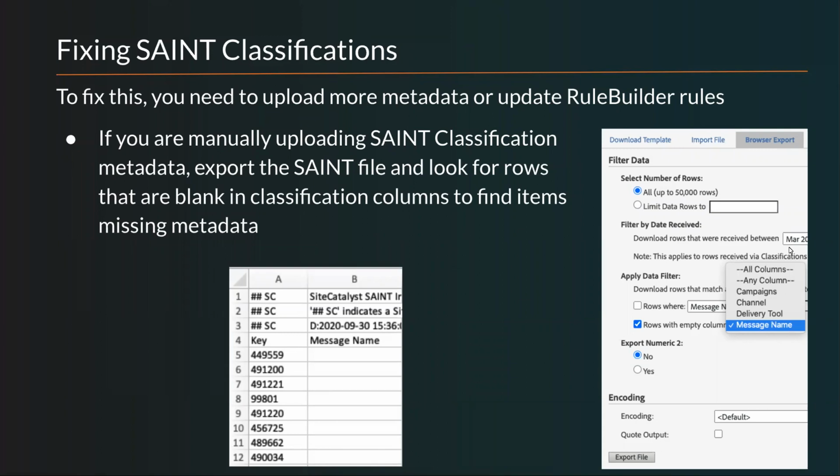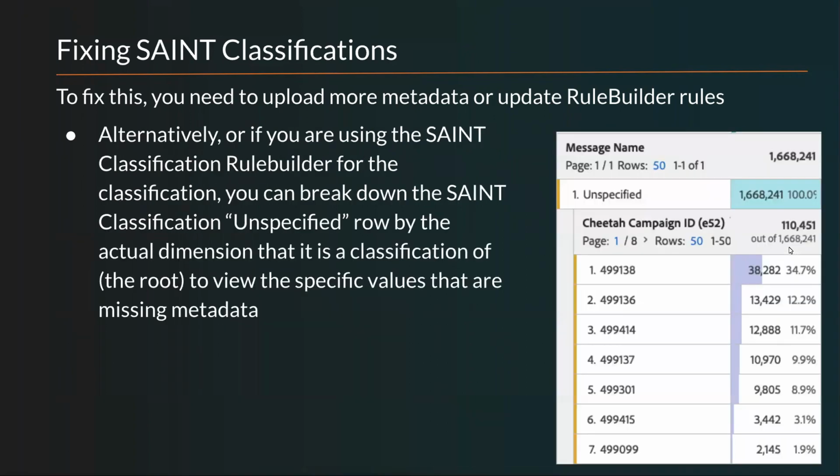And so now on the left, you see all the keys that are missing a message name. And you could just fill those in, upload it, and then your unspecified will go down. If you're using the SAINT Rule Builder, it's a little trickier.